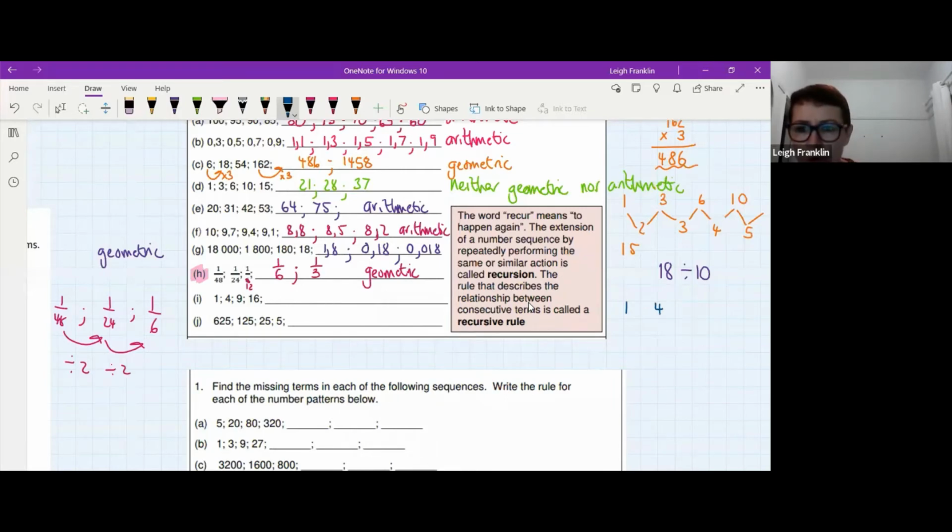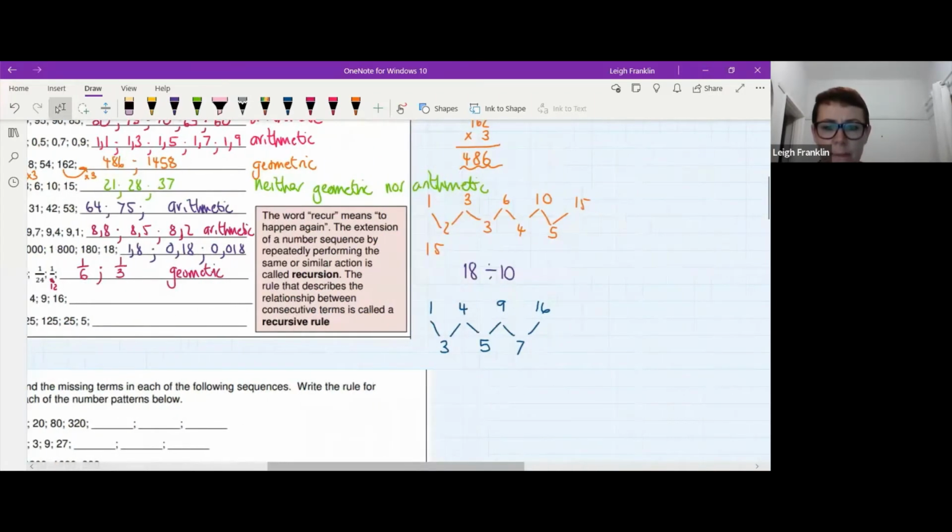We got 1, we got 4, we got 9, we got 16. All right. So between 1 and 4, there's a difference of 3, isn't there? And between 4 and 9, there's a difference of 5. Good. And between 9 and 16, there's a difference of 7. Good. So what number do you think you need to add onto 16 to get the next number in the pattern? 9.